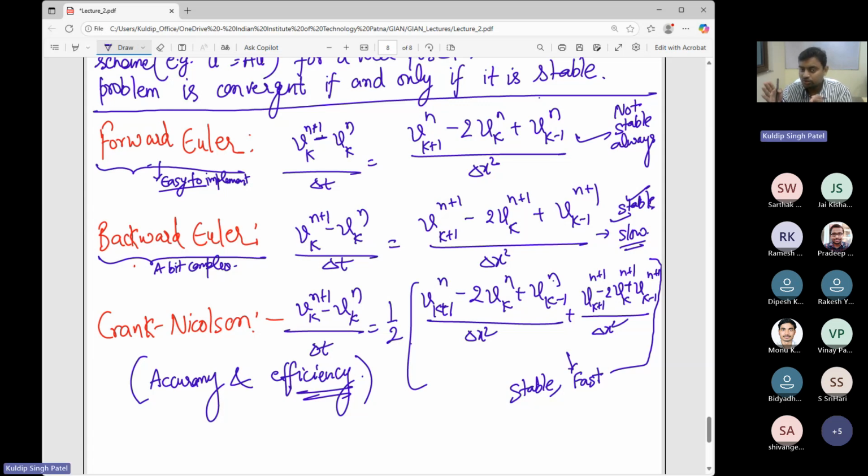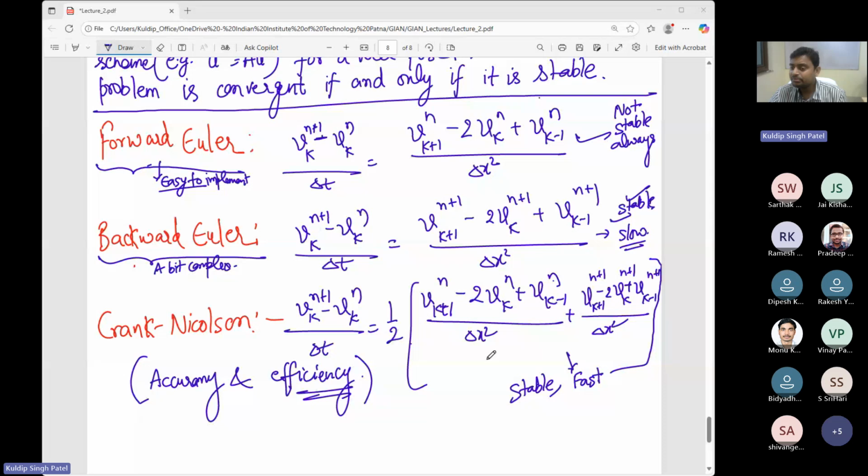You will reach your exact solution quickly as compared to backward Euler. And it is stable also. No, they are all consistent. More consistent doesn't mean anything.